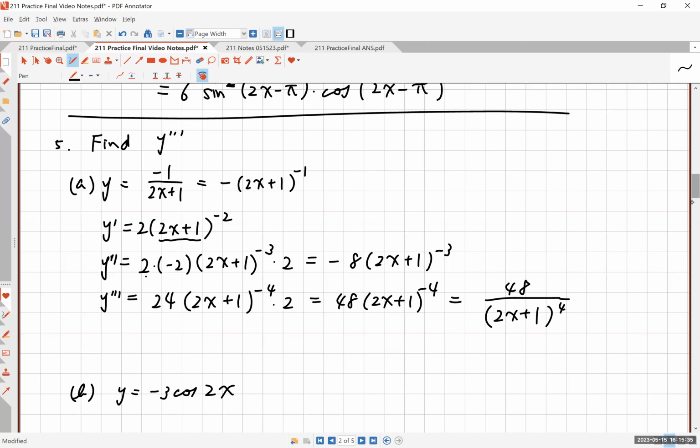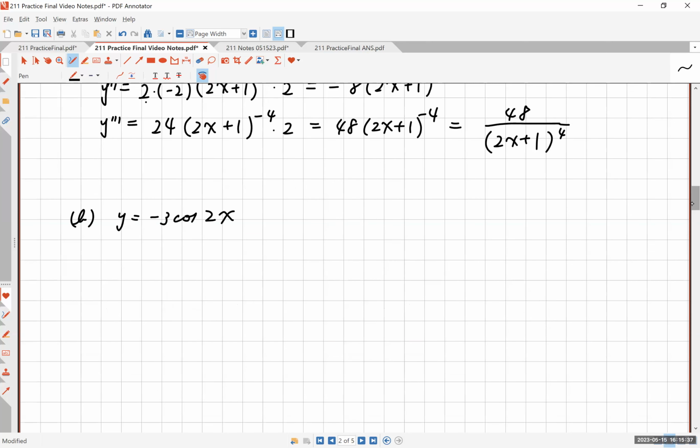All right, now part B, you have y is equal to negative 3 cosine of 2t. Y prime is negative 3, stays the same. And then what's the derivative of cosine? That's negative sine of that thing times the derivative of the inside function. So now we have negative 3 times negative times 2. So that's going to give you a positive 6 sine of 2t, or 2x, right?